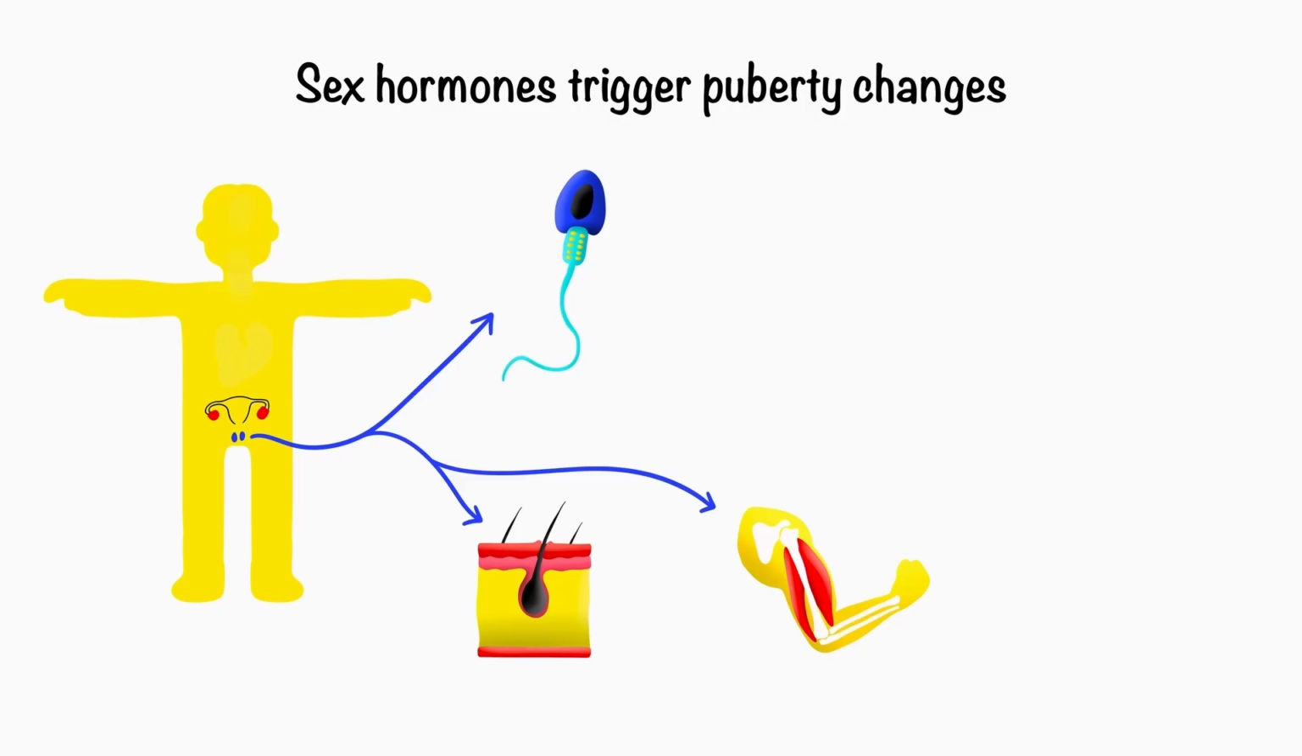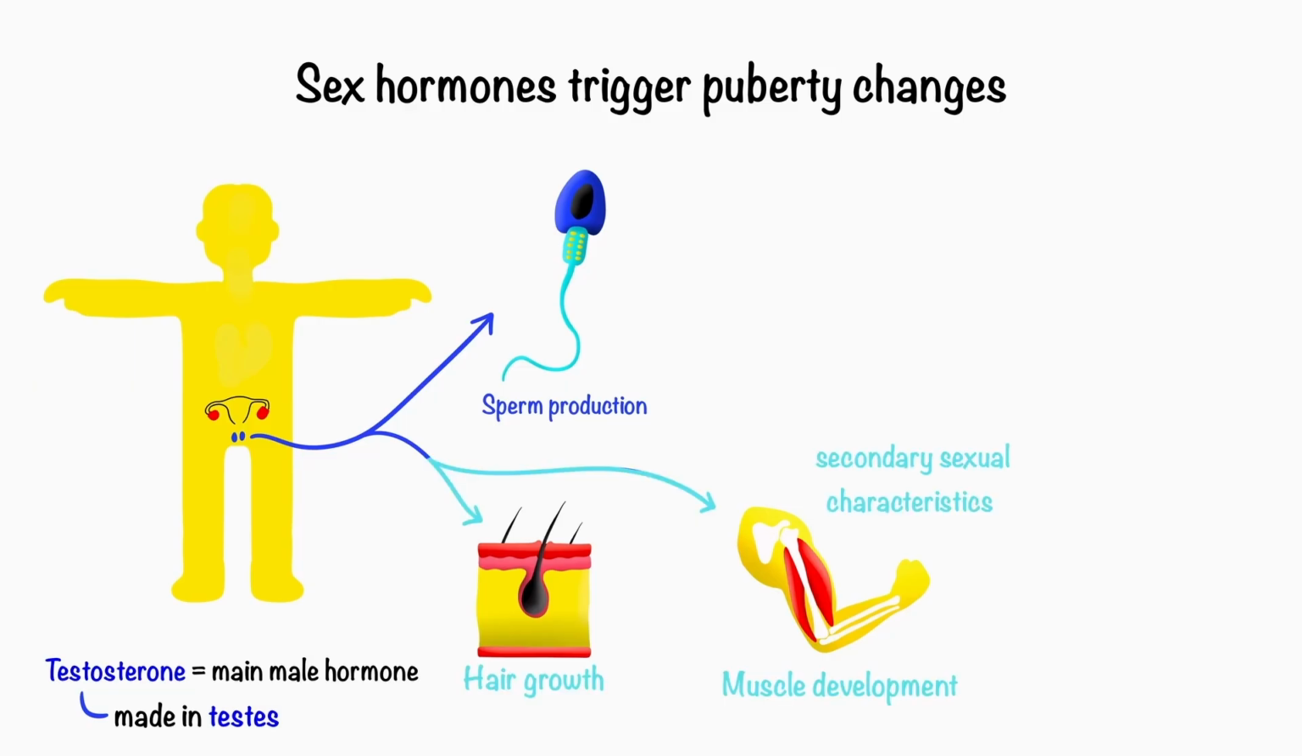At puberty, the body undergoes significant changes as it develops from a child into an adult capable of reproduction. These changes are triggered by sex hormones. In males, the main reproductive hormone is testosterone. This hormone is produced by the testes and stimulates sperm production. Testosterone also triggers the development of secondary sexual characteristics, such as facial hair.